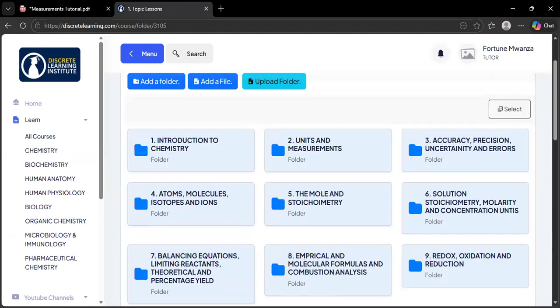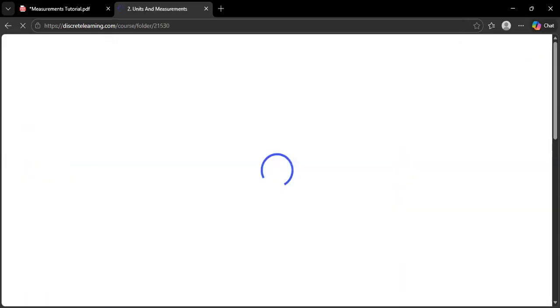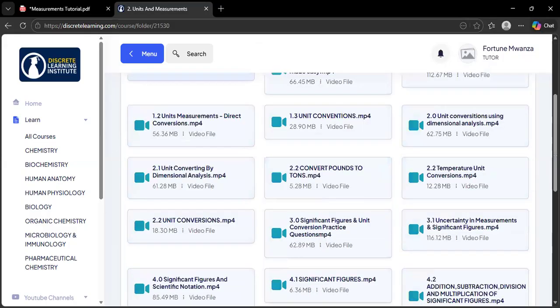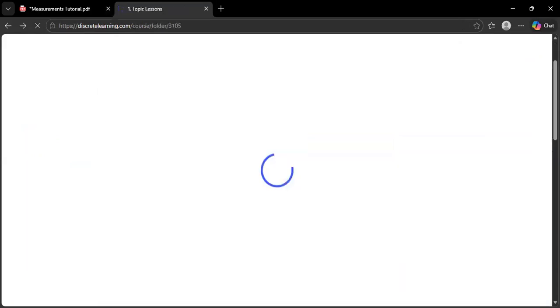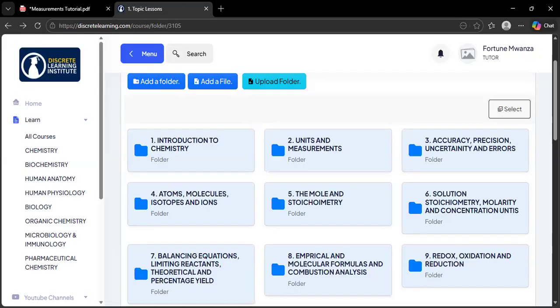Starting from the introduction to chemistry, you have units and measurements, and you have recorded videos. For example, I can open units and measurements, and you find recorded videos on units and measurements, even accuracy and precision and all those topics. You are going to find the recorded videos on the website. So that was for topic lessons. If you want to understand the topic in detail, you go in the folder written topic lessons.